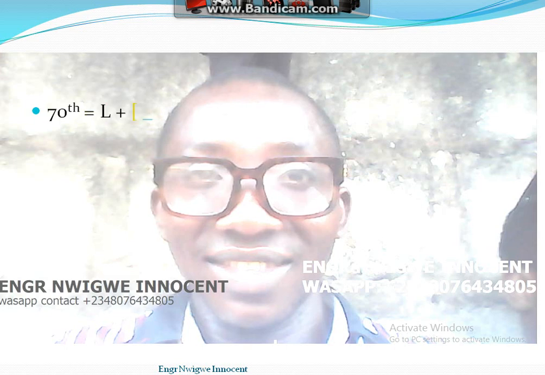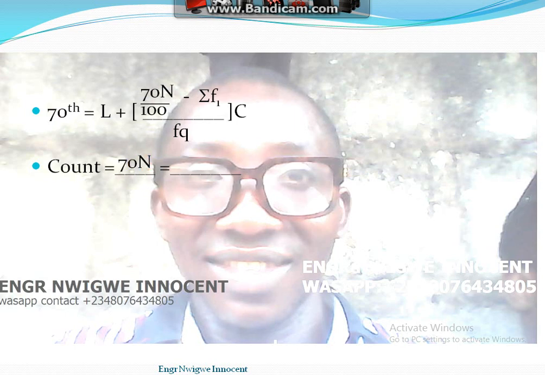The 70th percentile is L1, which is the lower class boundary, plus, in brackets, 70 times the total number of frequency all over 100 minus the summation of frequency before the median F1, over the FQ, times C. Count is equal to 70 times n over 100. If you substitute n, we have 70 times 50 all over 100, which gives us 35.